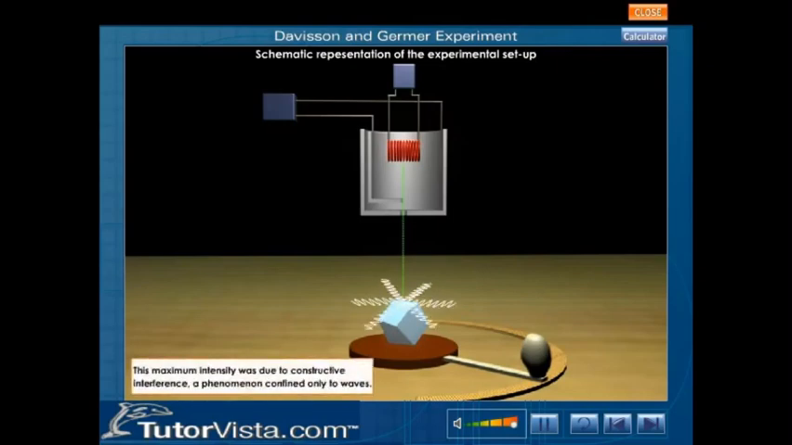This maximum intensity was due to constructive interference, a phenomenon confined only to waves. Thus they experimentally proved the wave nature of electrons.